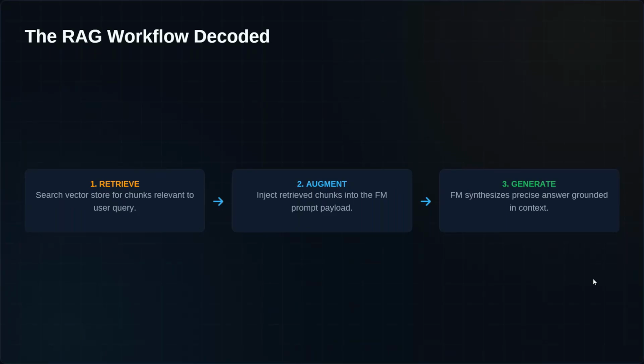Generate: we send this augmented prompt to the Bedrock Foundation model. The LLM synthesizes a clean, natural response, grounded strictly in the provided text. That sounds simple conceptually, but how do we prepare raw, unstructured PDF documents so a computer can instantly retrieve the right paragraph?